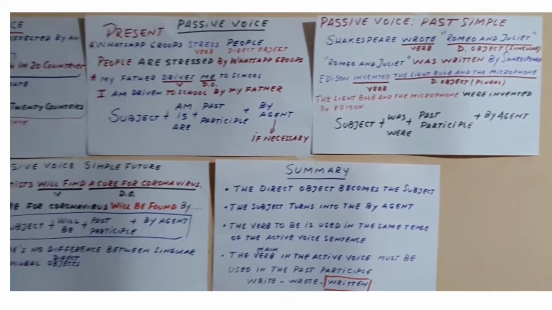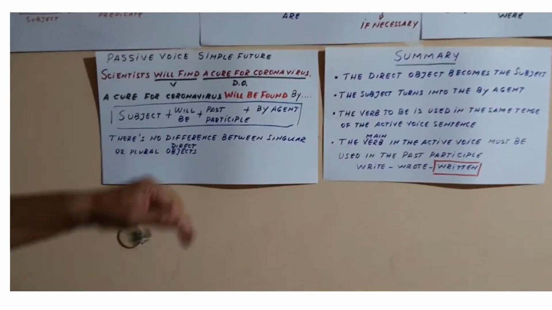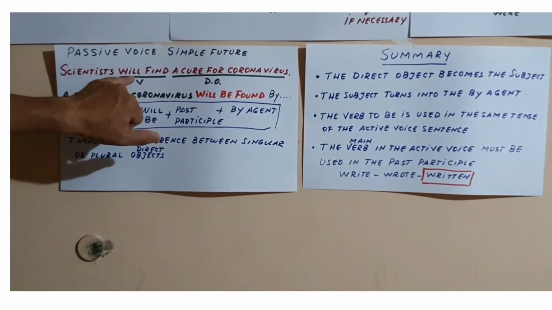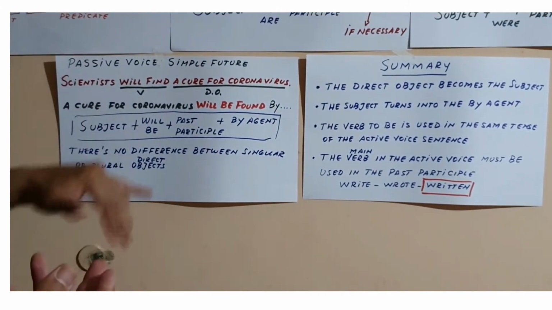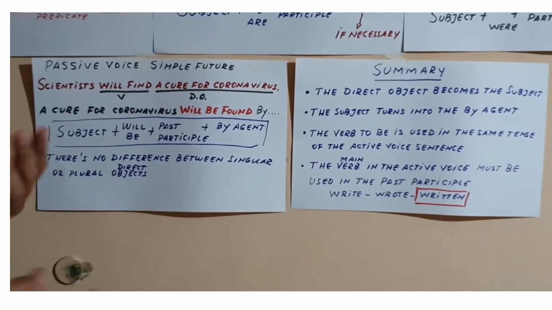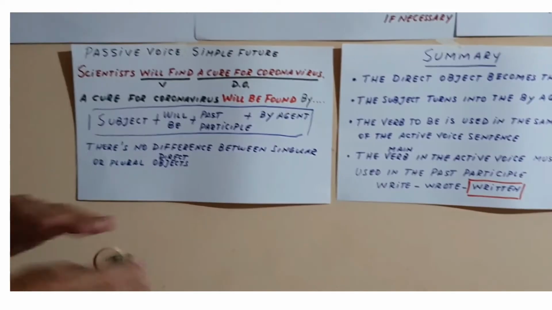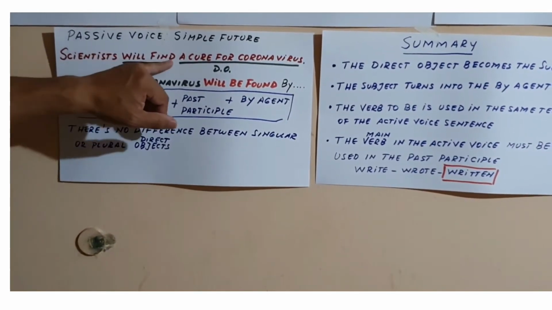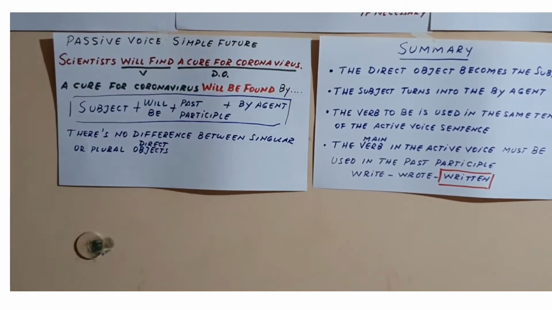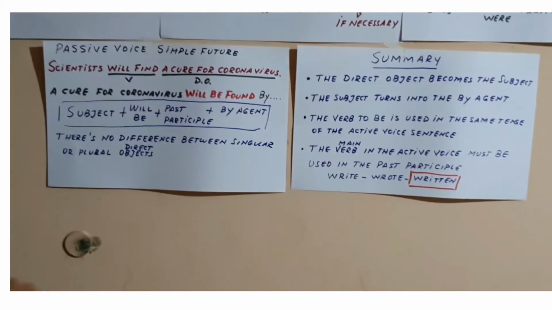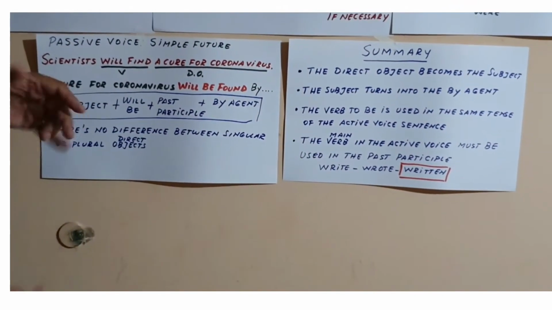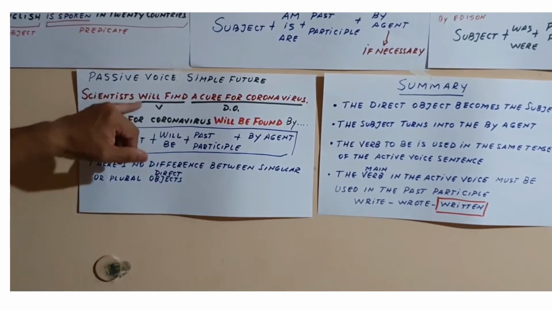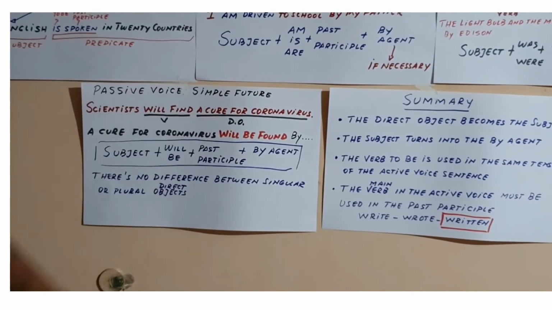Now, the passive voice in the simple future. In the simple future, you will see that it is future because we have will. Acá, en el futuro simple, cuando tenemos will, no hace falta diferenciar si el sujeto es singular o plural porque es siempre igual. For example, scientists will find a cure for coronavirus. Ojalá, ¿no? Lo encuentren pronto. Esta es una oración optimista. Scientists will find, el verbo find es encontrar, encontrarán a cure for coronavirus.